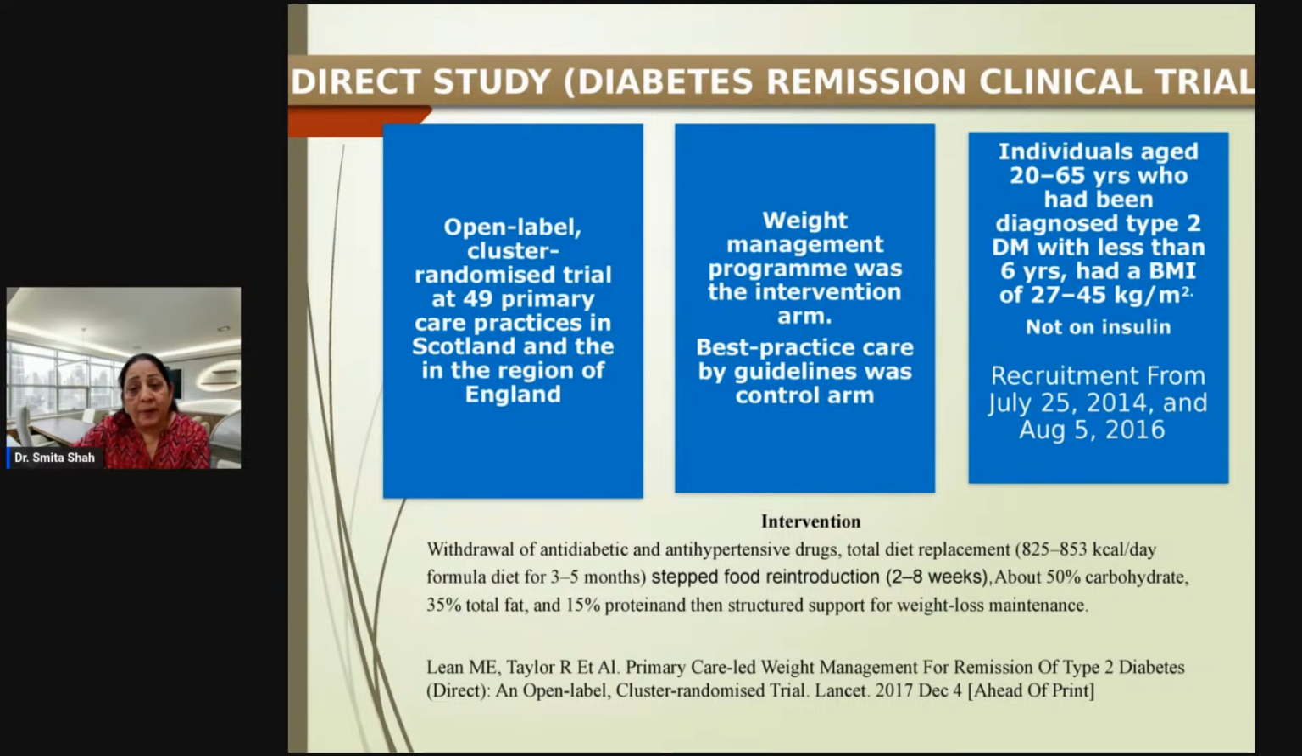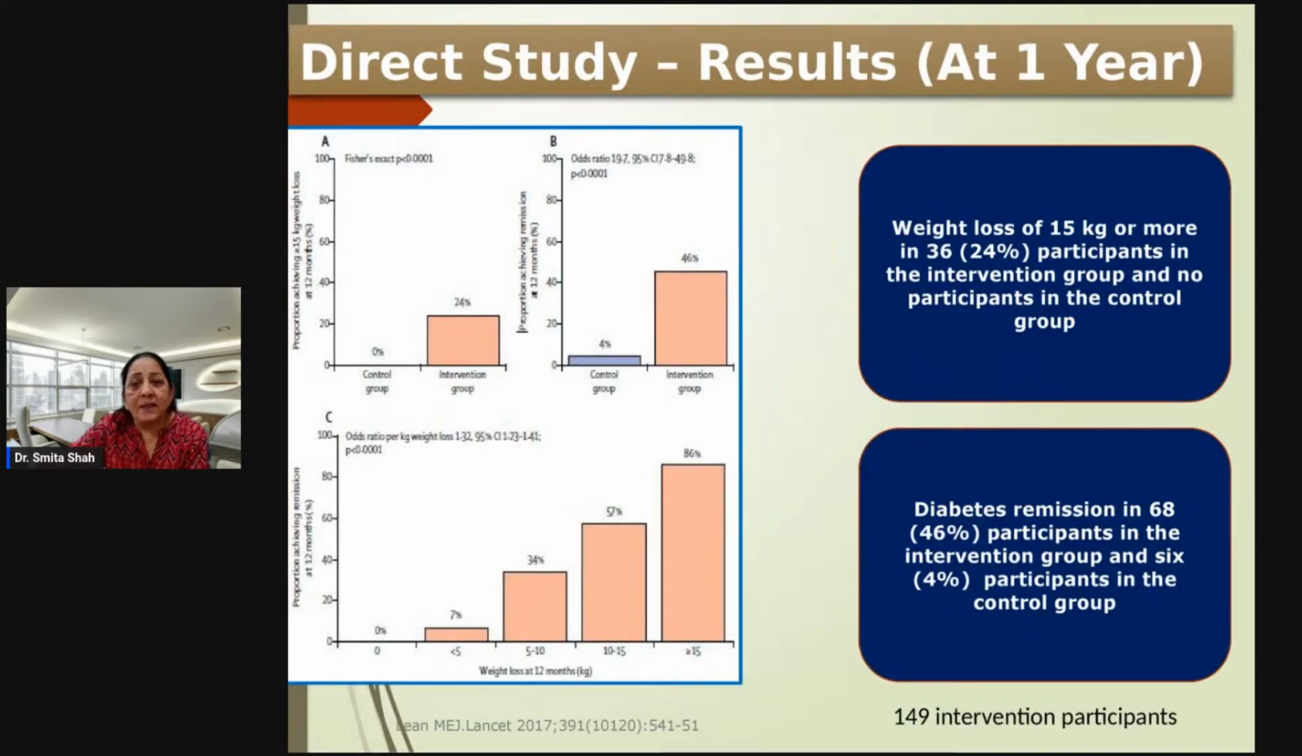The best practice care by guidelines was the control arm, and the individuals were aged 20 to 65 years, diagnosed with type 2 diabetes less than 6 years, and not on insulin. This study started in 2014, and you can see the results.